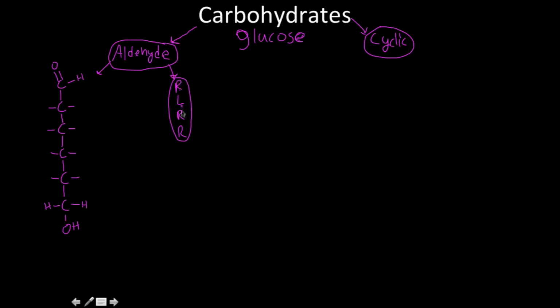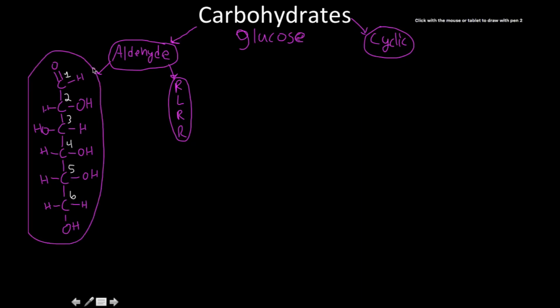And so the right, left, right, right just means the positions of the hydroxyl groups. So this is on the right, this is on the left, the right, and then the right. And now all I have to do is fill everything in with hydrogen. And it's always a good idea to number your carbons. So this is carbon 1, this is carbon 2, 3, 4, 5, and 6. Alright, so that's our aldehyde form of glucose.